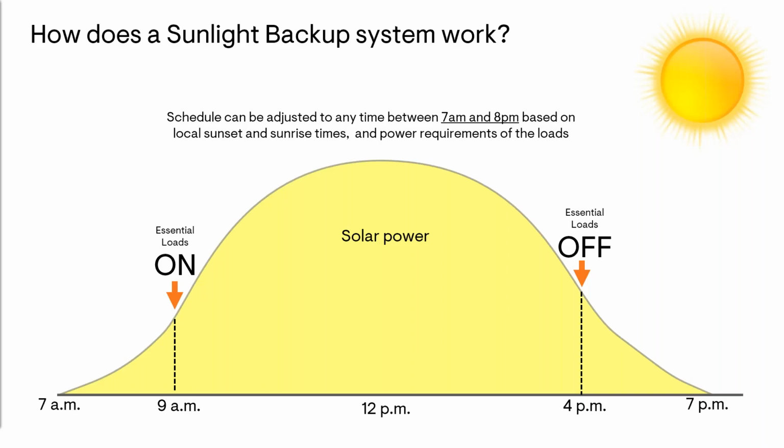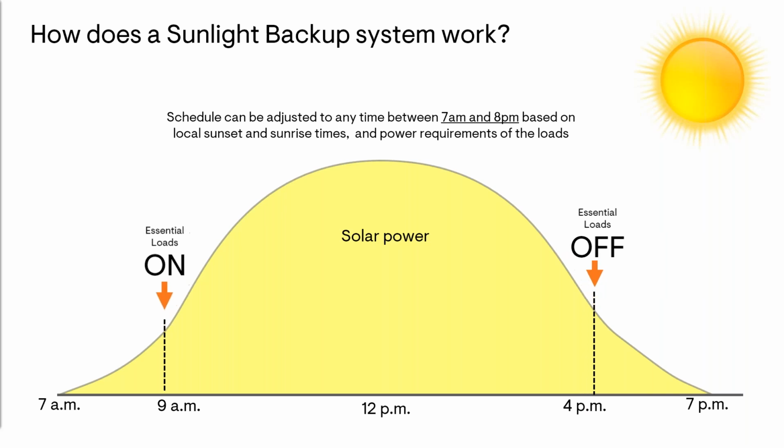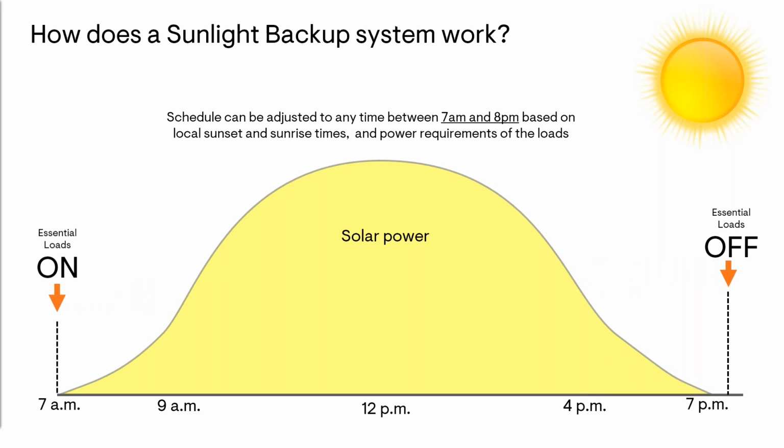Since the times of sunrise and sunset vary both seasonally and with latitude, the window during which the controlled loads have power can be adjusted by the installer at the time of installation to be any time between 7 a.m. and 8 p.m.